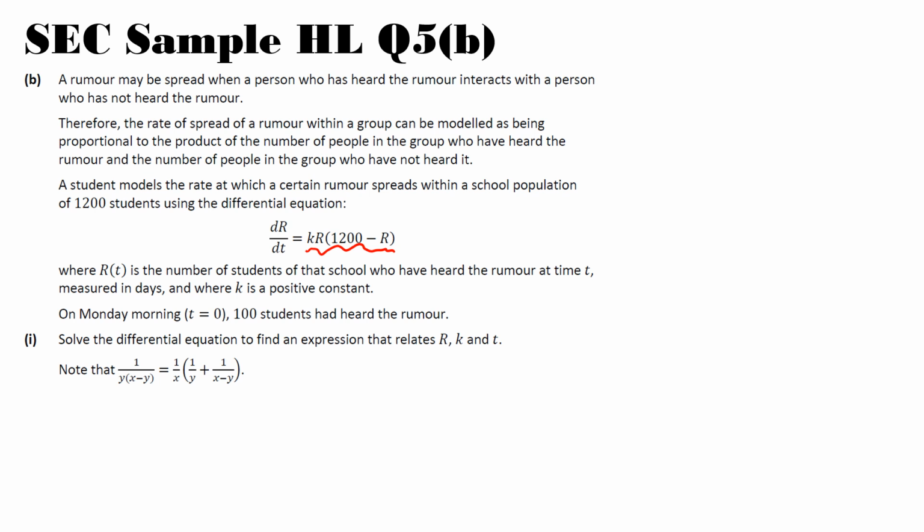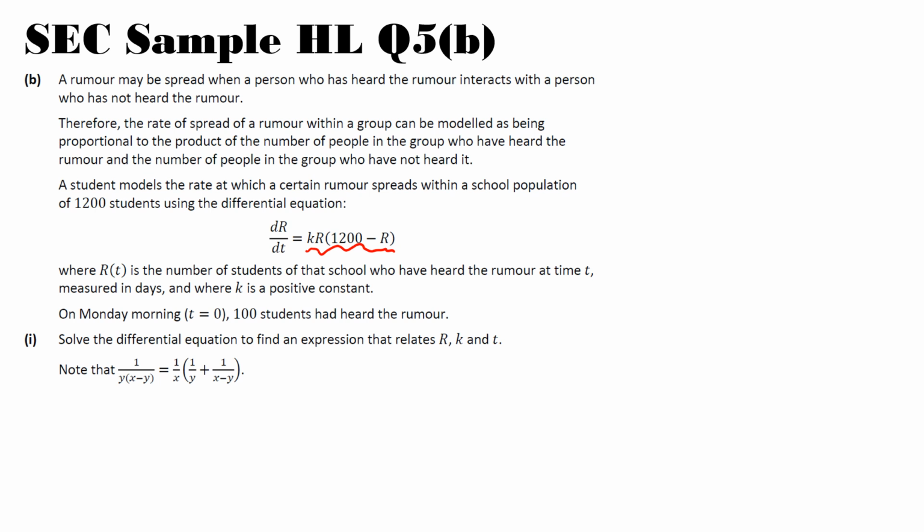A student models the rate at which a certain rumor spreads. So anytime we're talking about rate, we're talking with respect to time unless they clarify otherwise. So that is dR, the rate at which the number, so R remember is the number of people who know the rumor. So I have the number of people who know the rumor with respect to time, so dR/dt. And that is equal to kR times 1200 minus R, where R of t is the number of students in the school who've heard the rumor at time t.